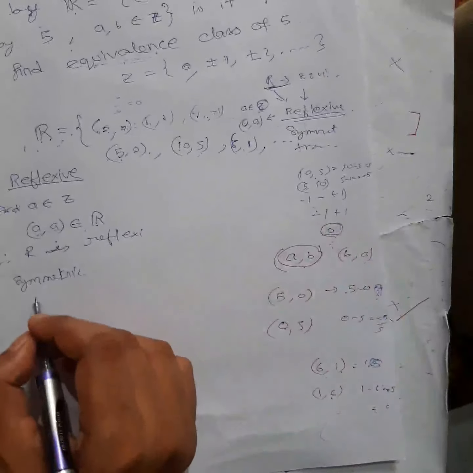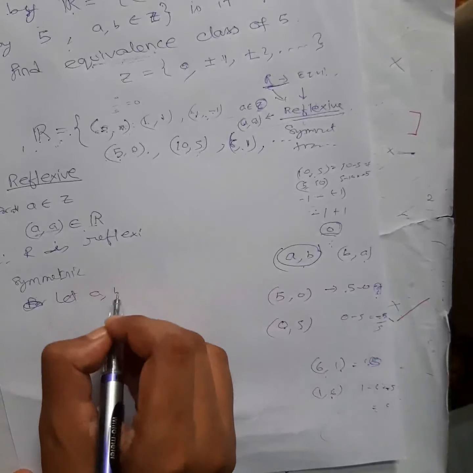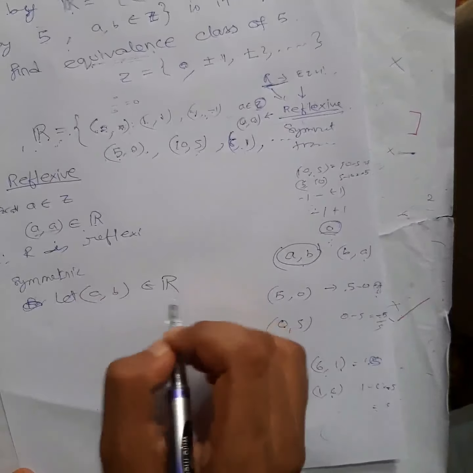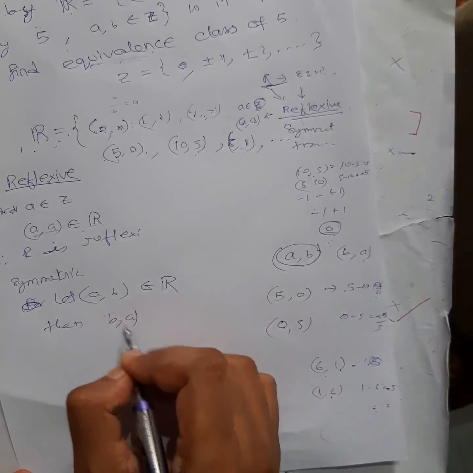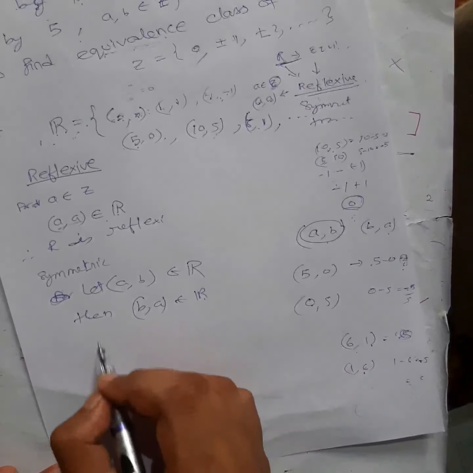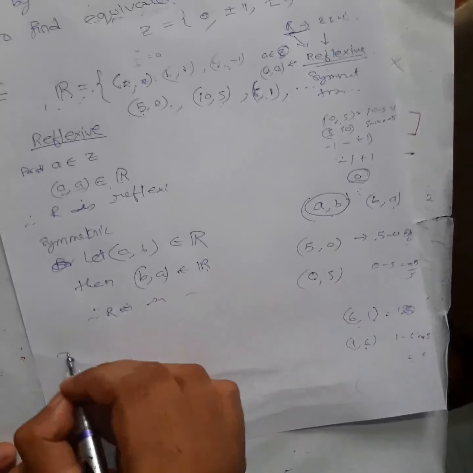So in general, how will you write it down? Okay, let A comma B belong to R. Suppose AB is there, then it's obvious, right? BA will be there. BA belongs to R. So in general we simply write like this, okay? So therefore R is symmetric also. Next, the last is transitive.